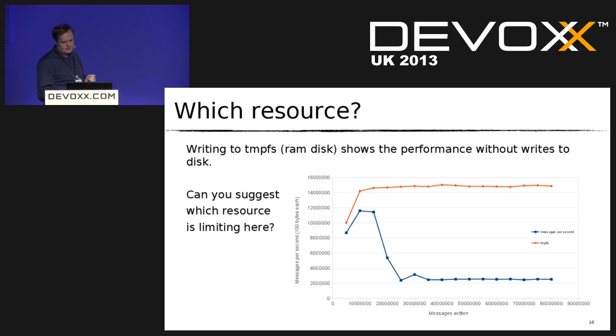Okay, so here's a comparison of that same test, except instead I'm writing to tmpfs instead of writing to a drive. And as you can see here, it's just going for it. It's not being slowed down by the writes at all. And so any suggestions of what might be slowing me down here?